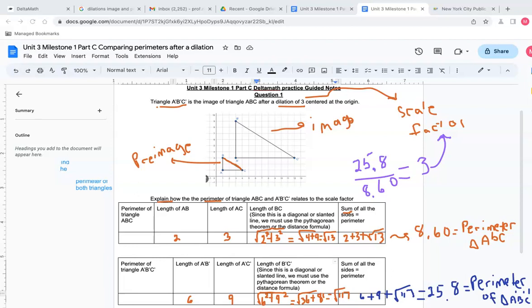All right. So I hope this was helpful. You guys, I need y'all to go back to your Unit 3 Milestone 1 Part C and basically do that part, right? And try to make sure you're doing all the calculations correctly. And you should get, basically, after dividing the perimeter of the image by the perimeter of the pre-image, the same as your original scale factor.